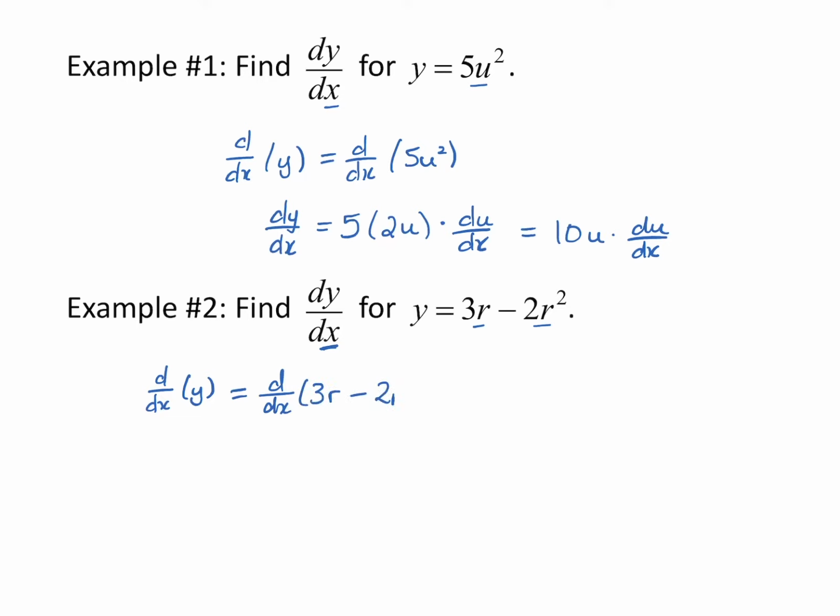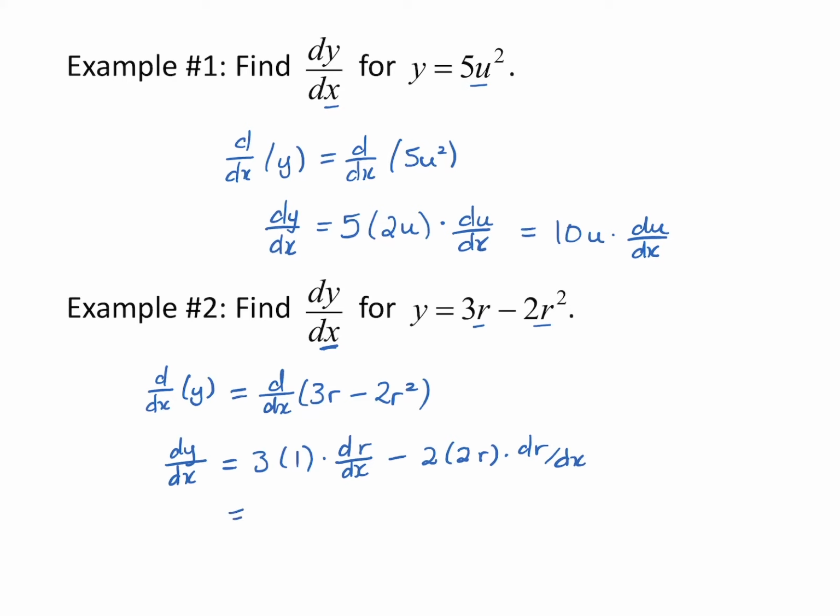when we take the derivative of these r terms, we're going to end up with a dr by dx. So we have dy by dx is equal to the derivative of 3r, so that's going to be 3. The derivative of r on its own is 1. But then we are multiplying by the derivative of r with respect to x, minus 2 times the derivative of r squared. Again, r is being treated as a function of x, so this is going to be 2 times r, and then multiply by the derivative of the inside, the derivative of r with respect to x.